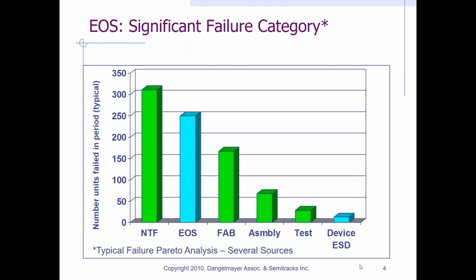The other bars here are quite common. No trouble found is quite common. A lot of the devices are returned, you don't see any evidence of failure, and they function fine. You have defects that come into the factory from the fab. There can be failures in assembly and test that are not electrical failures that also get counted. But nonetheless, the perception, and it's probably a good one, is that we have a lot of failures that occur in the factory and in the field, which are due to an unknown electrical stress, that are a big opportunity for improvement. The problem is we haven't been able to systematically attack it.